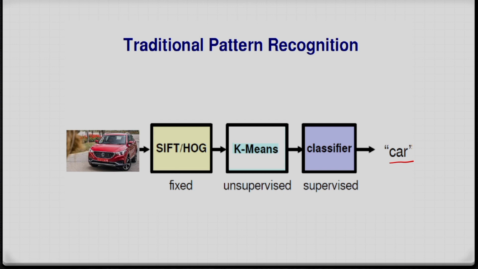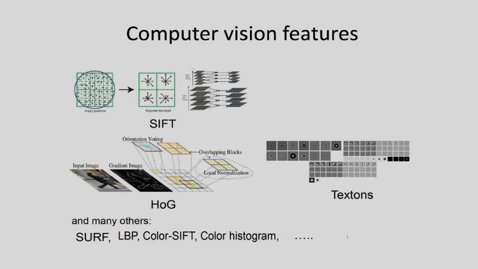This is the traditional pattern recognition system, and already I have discussed about the image features. So we can consider SIFT features, or HOG features, or texture features, or features like SURF, the local binary pattern, the color histograms. All these features we can consider for image classification, object recognition.